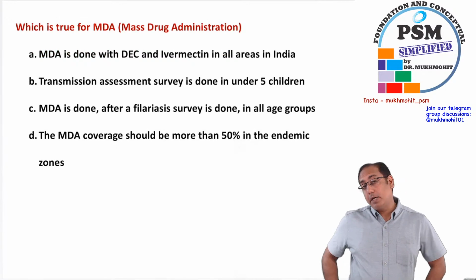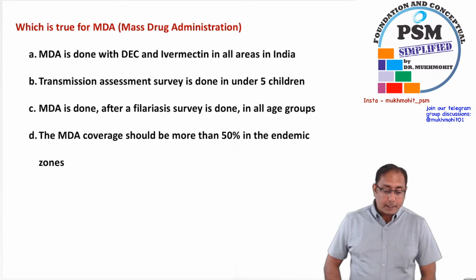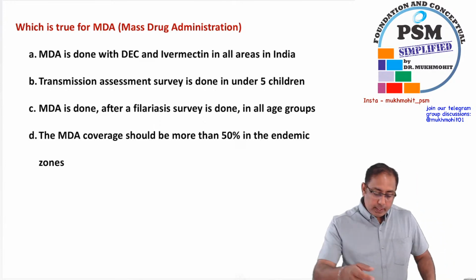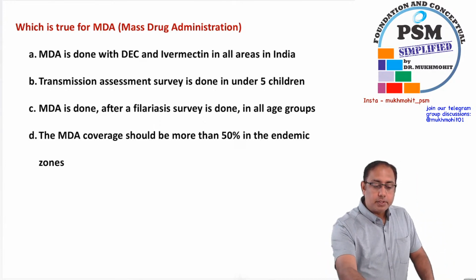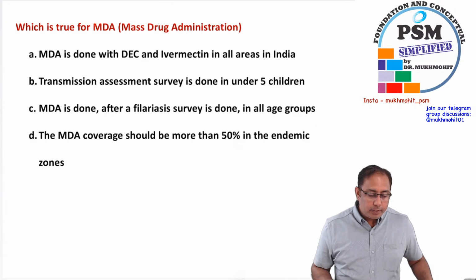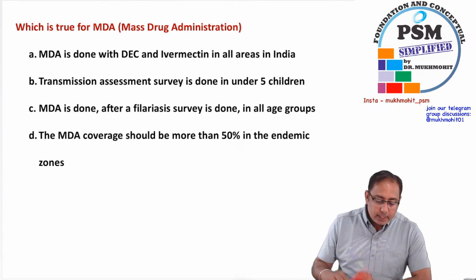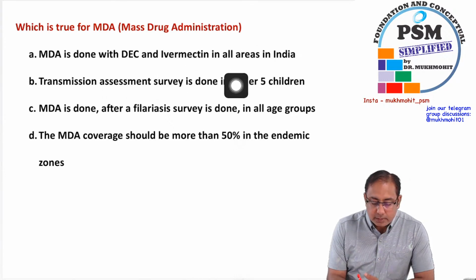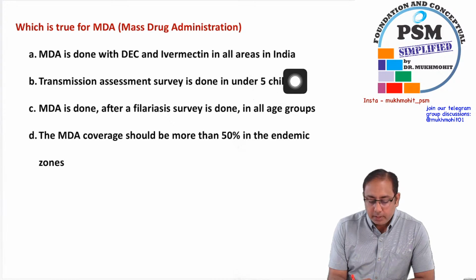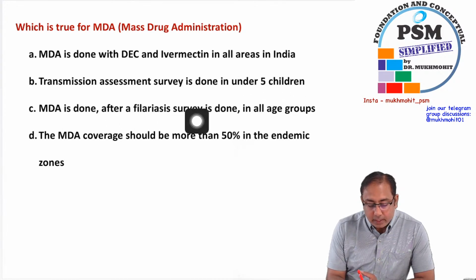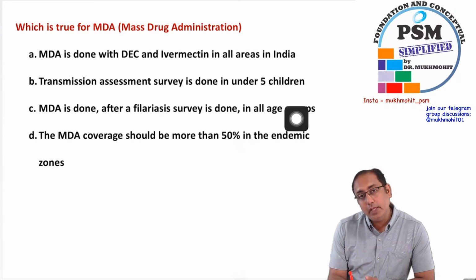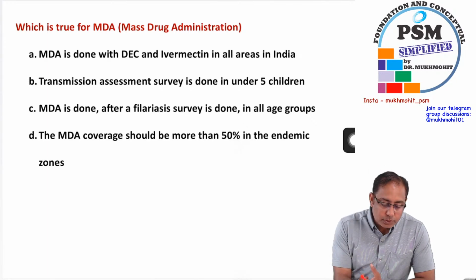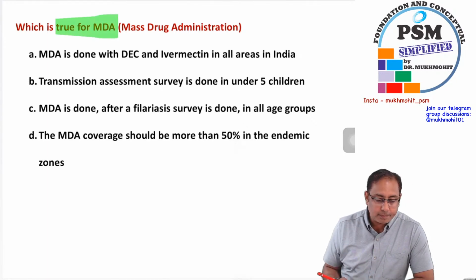Which of the following is true for mass drug administration? You have to find the true one. MDA is done with DEC and ivermectin in all the areas. Transmission assessment survey is done in age under 5 years. MDA is done after filariasis survey is done in all age groups. MDA coverage should be more than 50% in endemic zones. Which of the following is true for MDA?